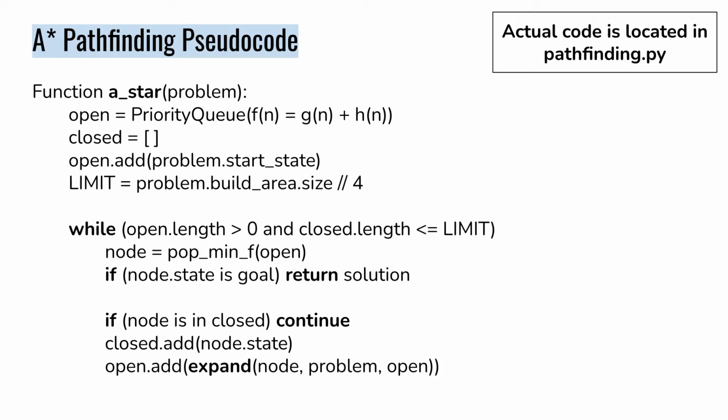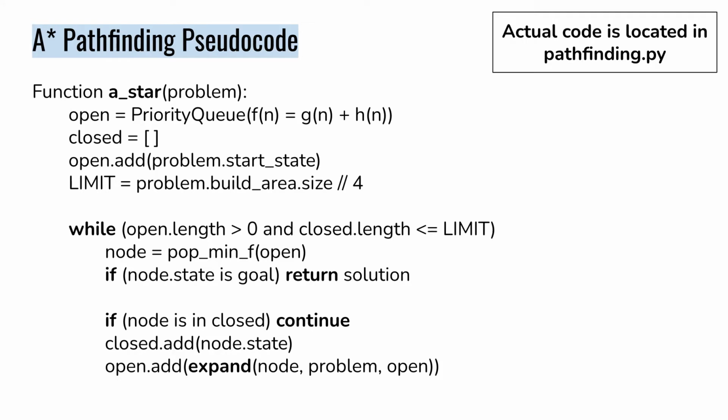We first add the start state to the open list and then create our limit based on the build area size. Then while the open list is not empty and the length of the closed list is less than or equal to the limit, we search the build area for a path. This involves popping the node with the minimum cost from the open list and then checking if this node is at the goal. If so, then we return our path that we found.